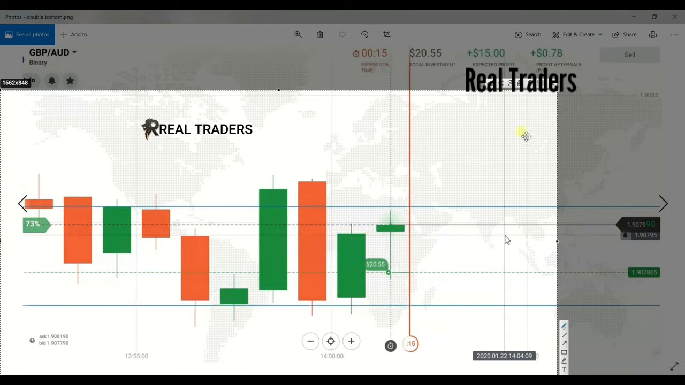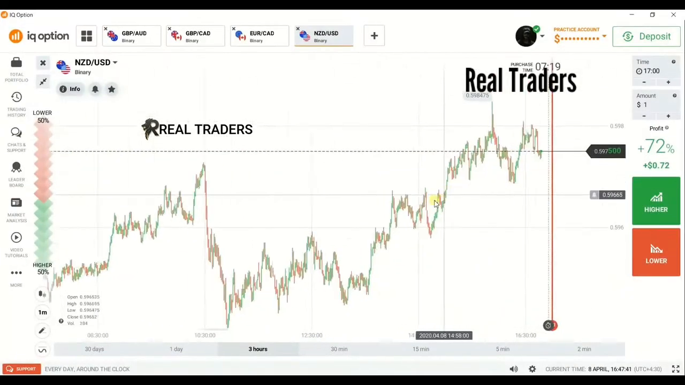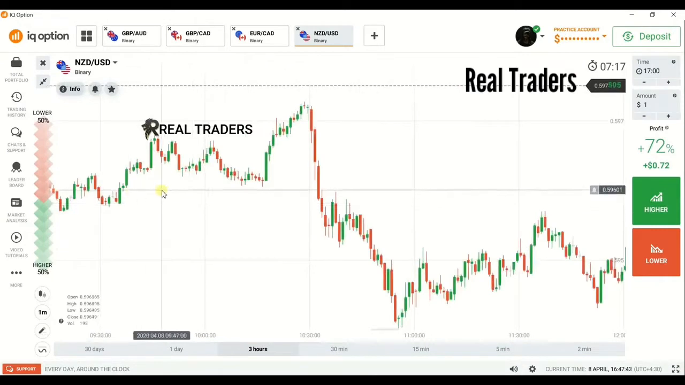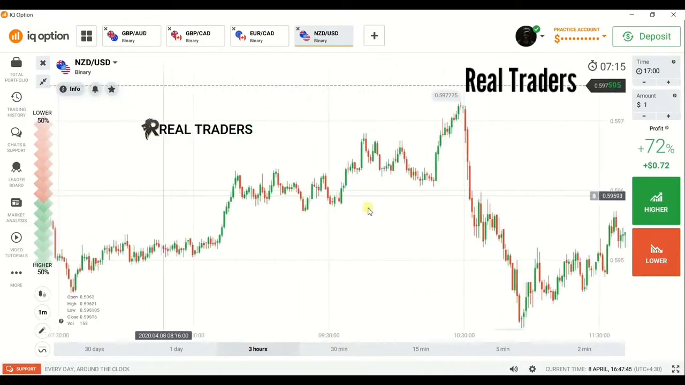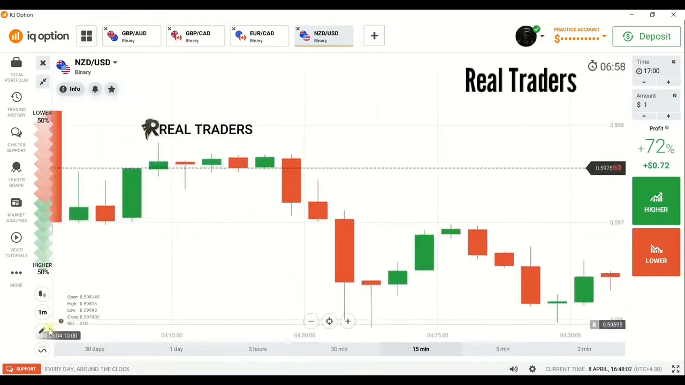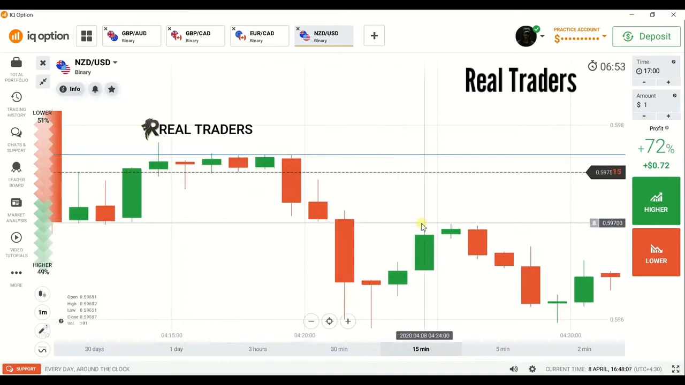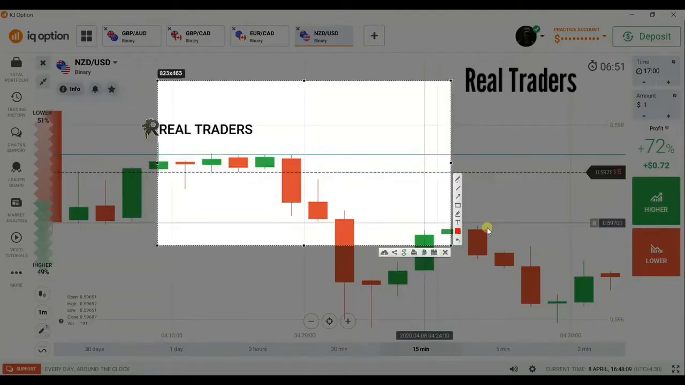Also we have a double top pattern. Let me find the double top pattern here if possible. Okay, here, this is the double top pattern. You can see at this area the market hit our resistance level, the sellers. Again it tried, and again we are seeing a strong seller.